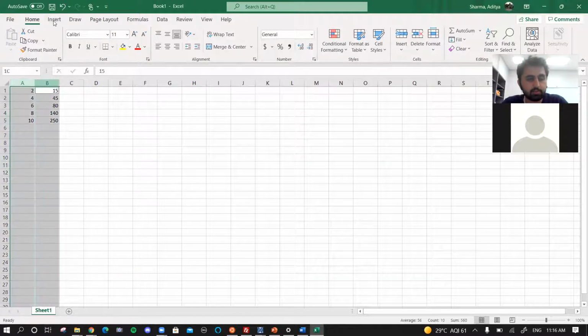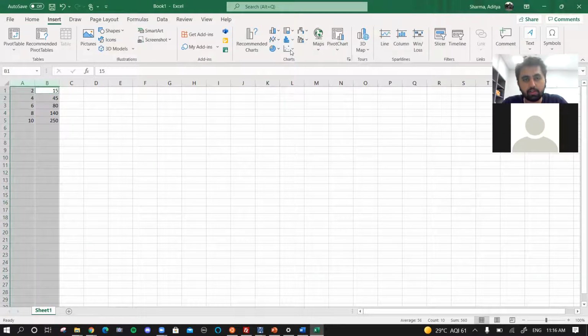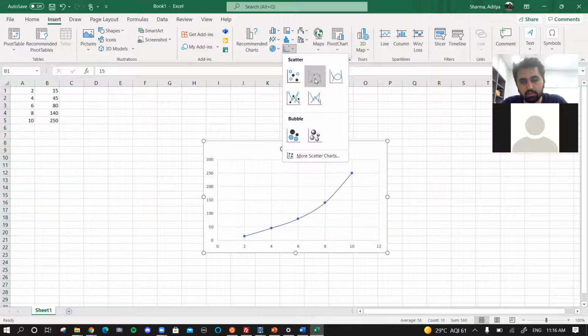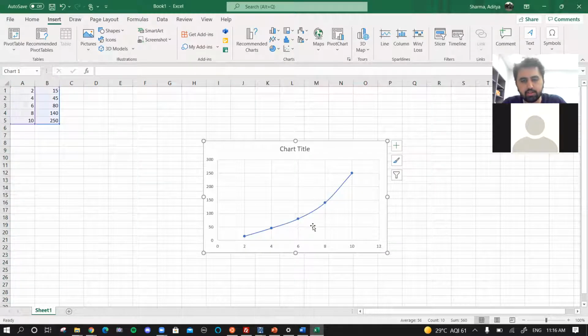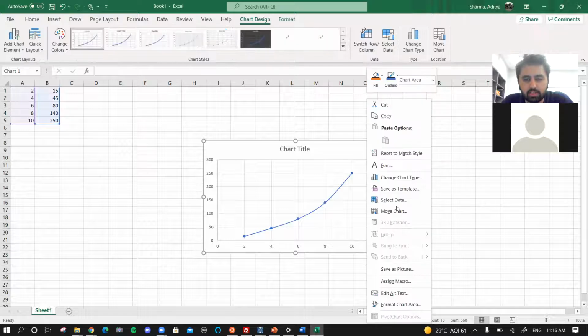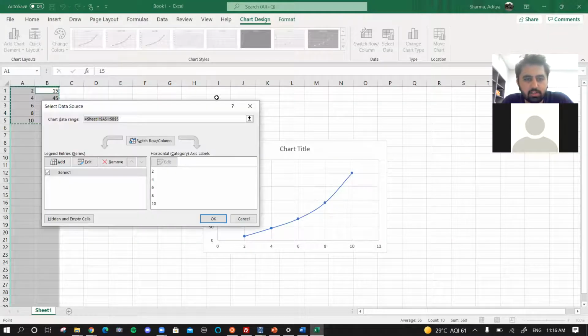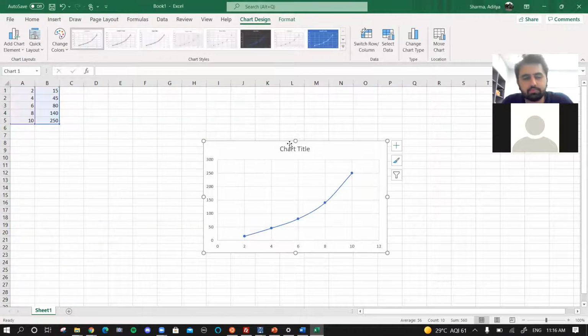Select both, go to scatter, and this is the one that I like. It has the dots as well. So I just typed in some random numbers, so I thought I would get this kind of curve. Yeah, so okay, you have this, and you can see the first column is your x-axis. You can also change this: just go to select data, and you can switch between the axes. So you have this all now.